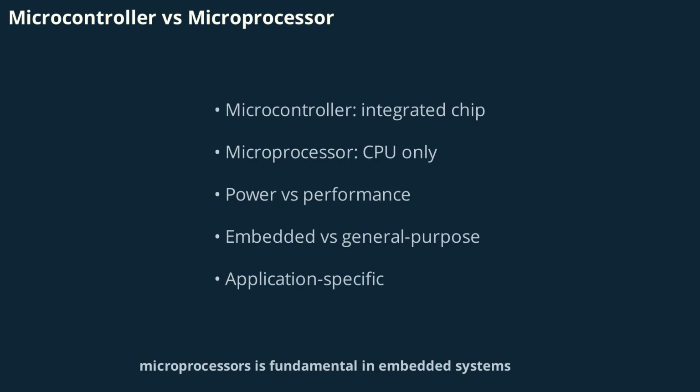Understanding the difference between microcontrollers and microprocessors is fundamental in embedded systems. A microcontroller is an integrated chip that includes a CPU, memory, and peripherals, all designed for embedded applications. It's optimized for low power consumption and is often used in dedicated tasks.